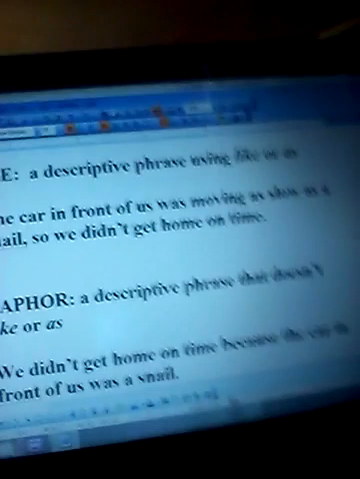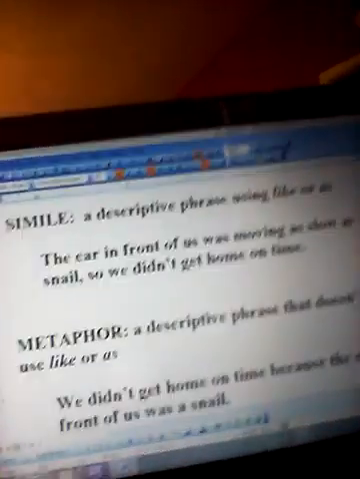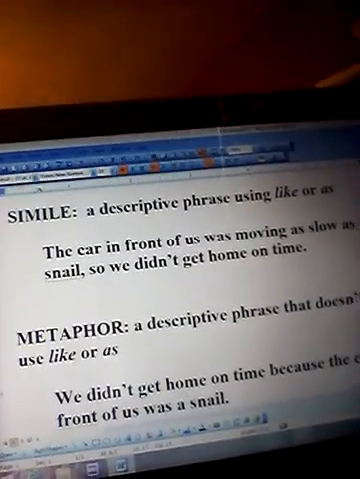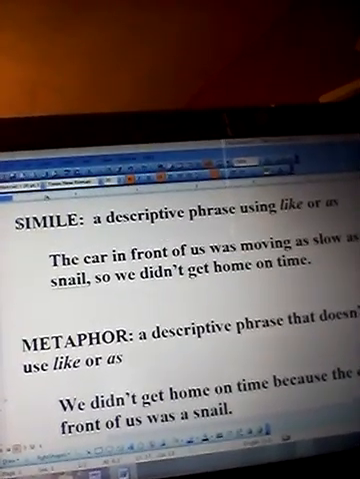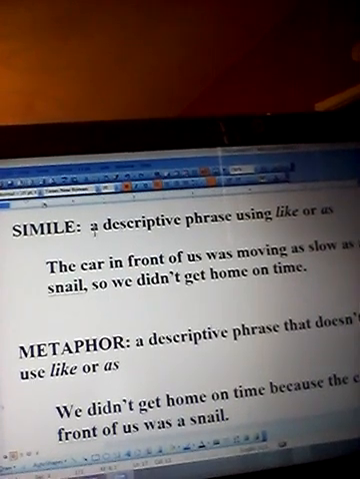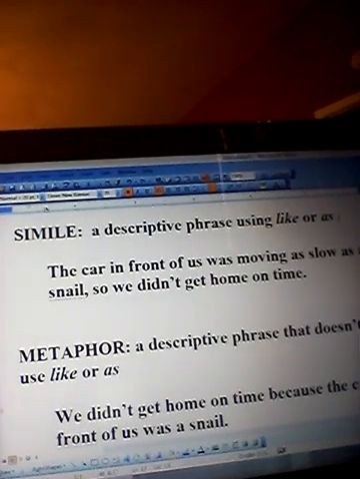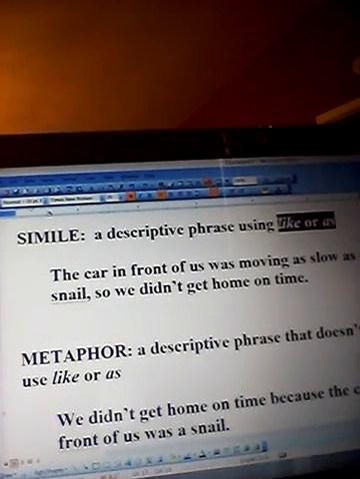And I've got an example of one of each over here with the definitions. So if we flip it around, I'm going to show you what they are. All right. Here we go. Hopefully you can see that. Okay. The first one here is simile. And it says that a simile is a descriptive phrase using like or as. The words like or as.